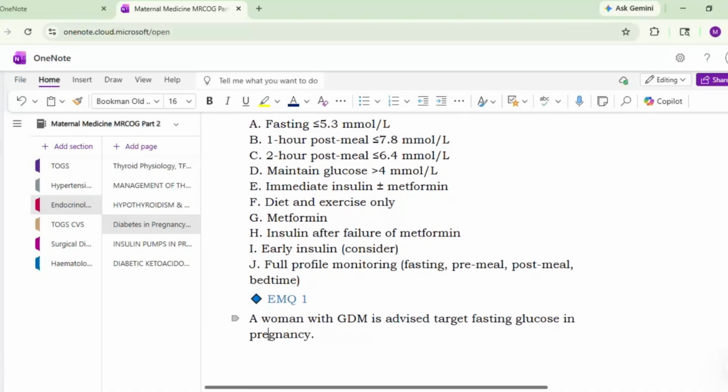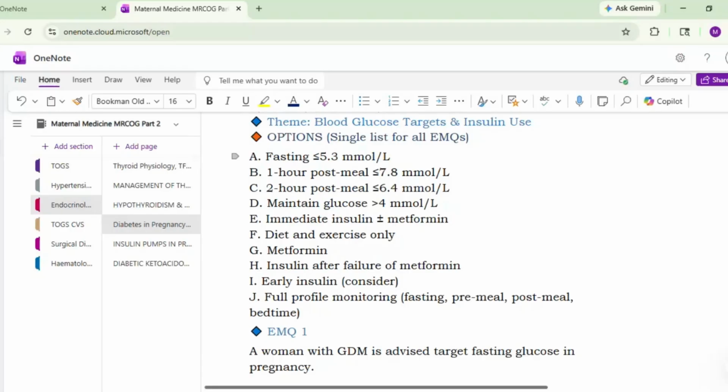A woman with GDM is advised a target fasting glucose in pregnancy. Which is the target fasting glucose? It is A, fasting less than or equal to 5.3. That is the only value.